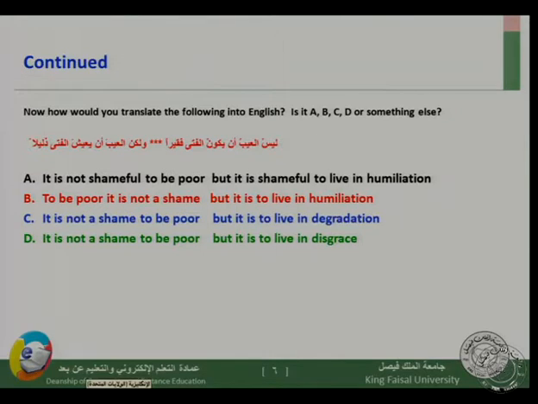A, B, C or D? A: It is not shameful to be poor, but it is shameful to live in humiliation. B: To be poor, it is not a shame, but it is to live in humiliation. C: It is not a shame to be poor, but it is to live in degradation. D: It is not a shame to be poor, but it is to live in disgrace.